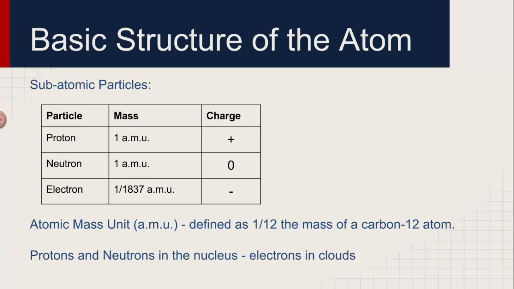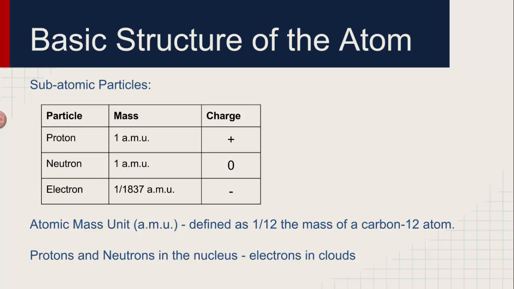We could measure them in grams, but it would be such a small number that it would be very difficult to work with. So a new unit was created called the atomic mass unit. And 1 AMU is essentially the mass of a proton or a neutron. Neutrons have the same mass as protons, but the difference would be in their charge. A neutron has no charge.